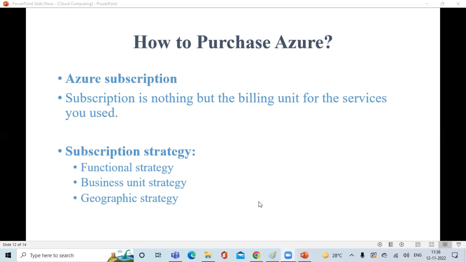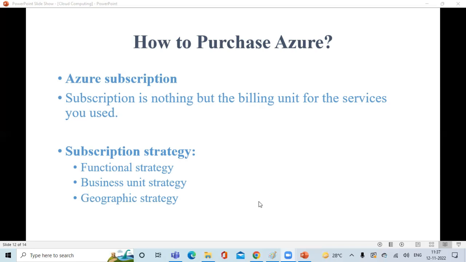So I can say, okay, I can create a separate subscription. HR will say, okay, why am I paying for the IT department? Because the utilization of resources is more in the IT department, so I'm not going to pay for it. Then HR will say, I want my own subscription. Then you can create a different subscription by using the business units.